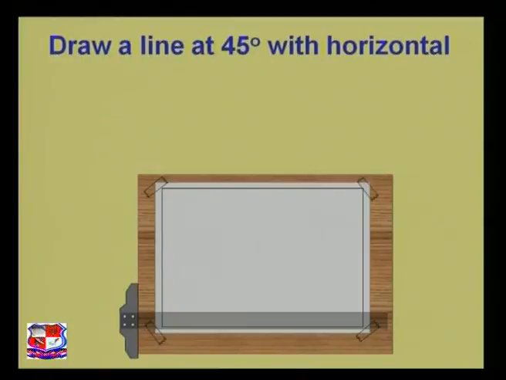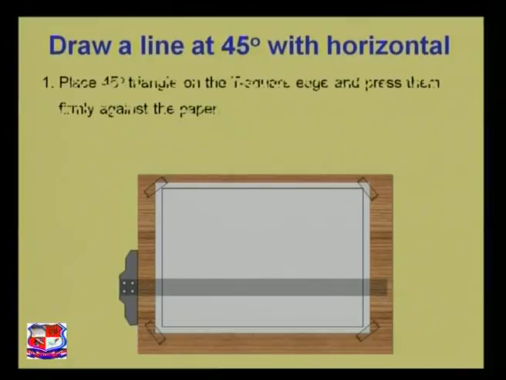how we can draw a line at 45 degrees with the horizontal line. Our T-square edge will be our reference horizontal line. We have placed our drawing sheet along the bottom edge of the T-square and top edge of the T-square, which means that our drawing sheet is exactly perpendicular to the T-square. Now how can we draw a line at 45 degrees with the horizontal line?